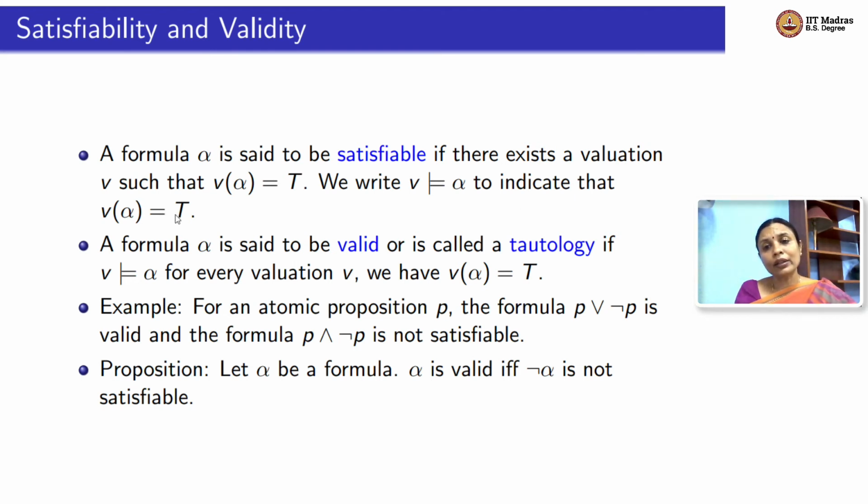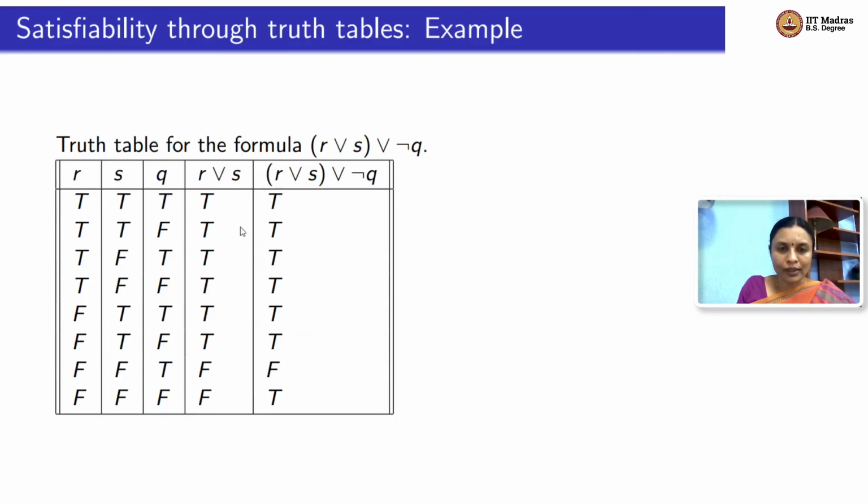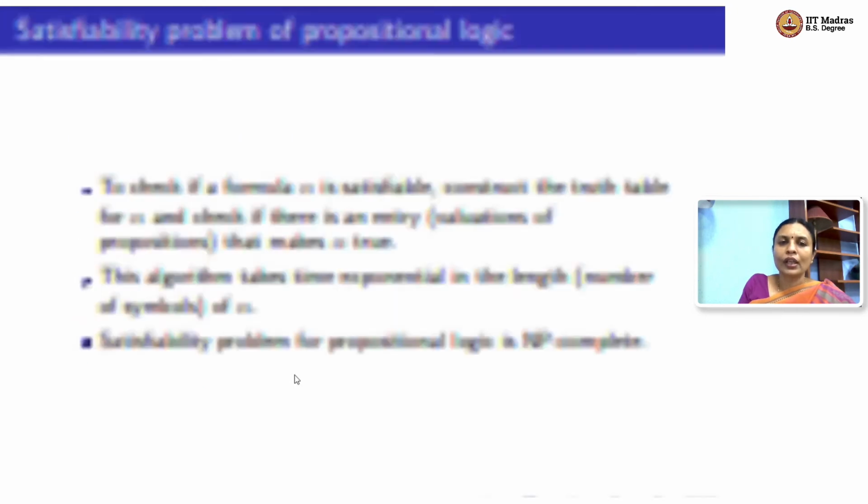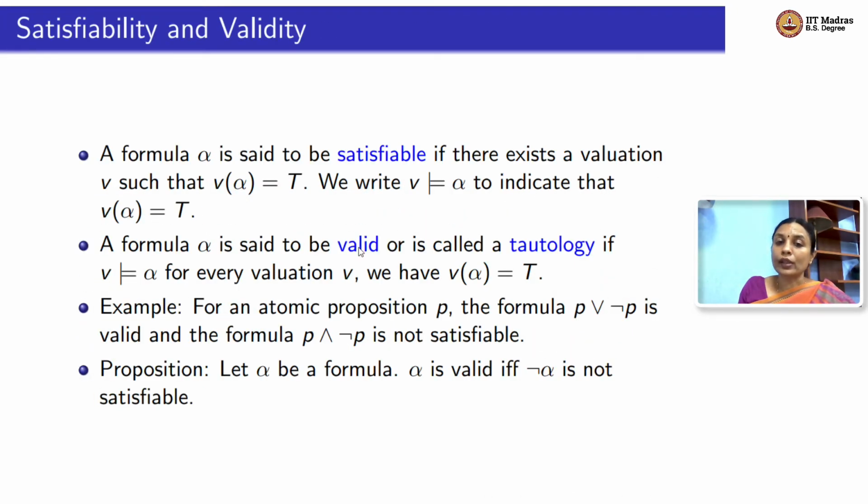On the other end, if a formula always returns true on the truth table, in the column corresponding to the formula, if you have only true values, then we say that the formula is valid. In logic, we call them tautologies. The formula alpha is said to be valid if for every possible valuation, that is every possible true-false combination, the valuation will always return true on alpha.